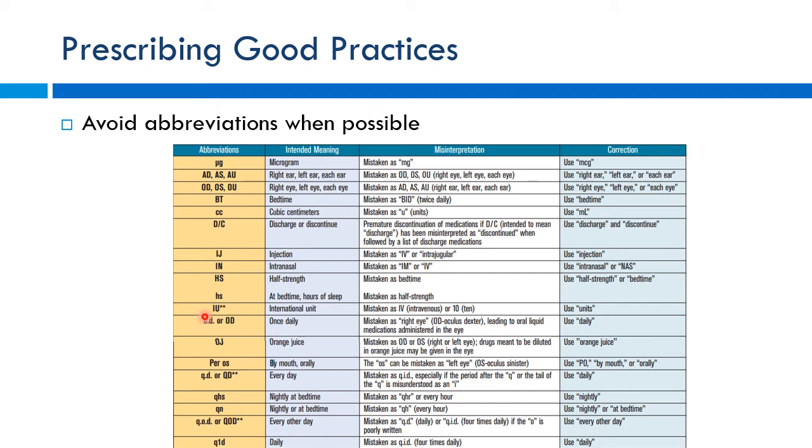Let me see some other good ones like IU international units. Again, if you miss that, that could be IV potentially or 10. So again, that could lead to some major errors there if you're giving the drug via the wrong route or something like that. So again, avoid these. Again, that is uploaded along with your assignment, so you can review that as well.